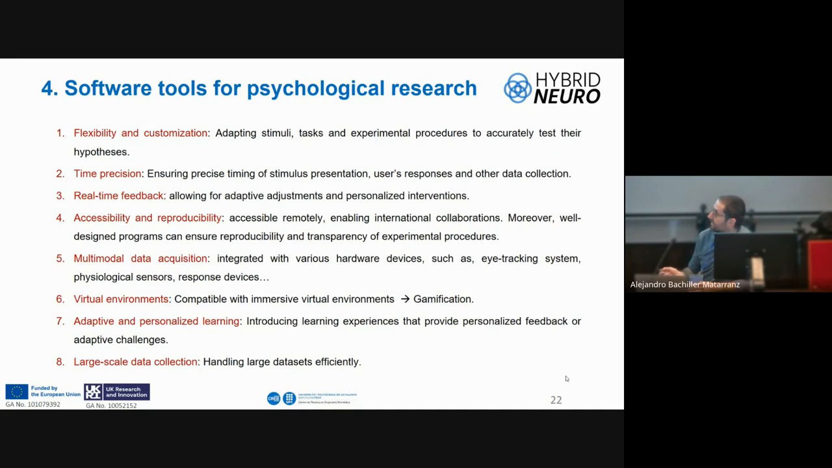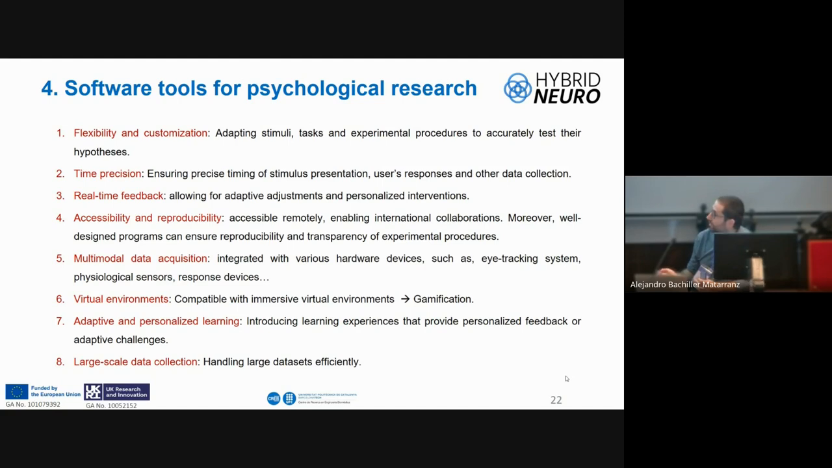One of them is flexibility: whether the software allows us to customize different tasks, or whether it's closed and it's not possible to customize it. Another important one is time precision. The developers of this kind of software spend a lot of time on this issue. It's mandatory to ensure precise timing of stimulus presentation and user response. Another important issue is real-time feedback. This is, for example, very important in BCI or neurofeedback purposes.